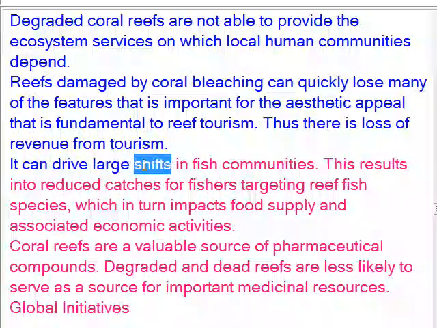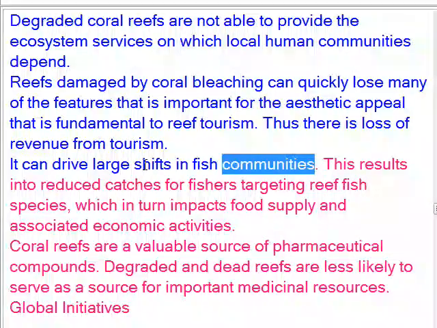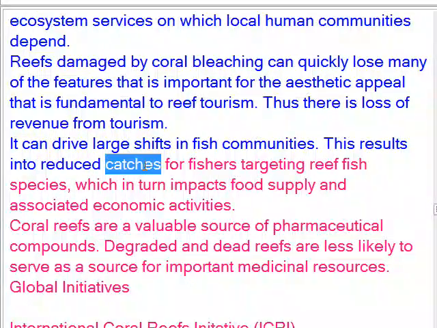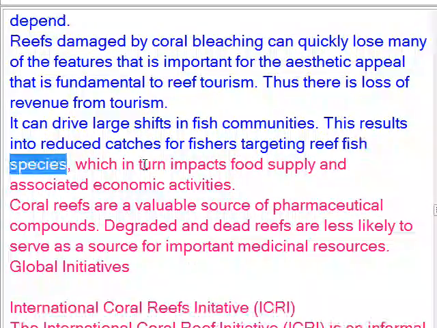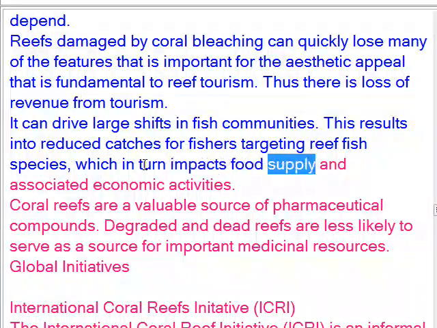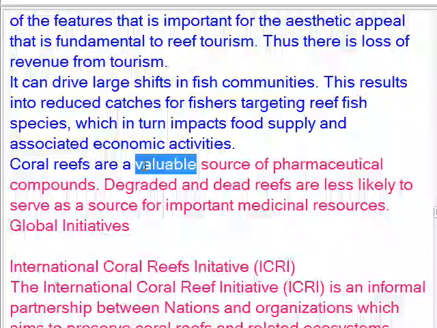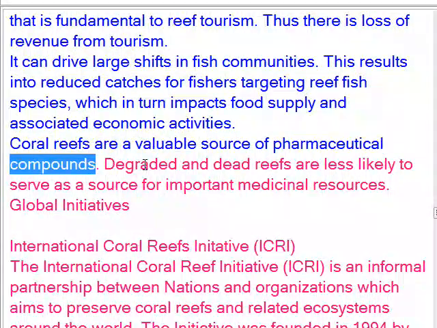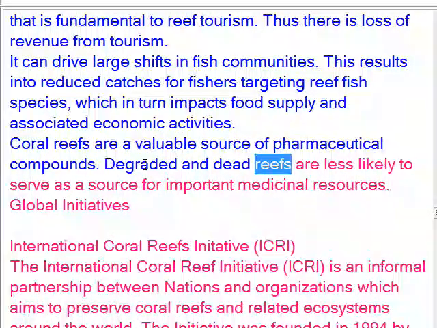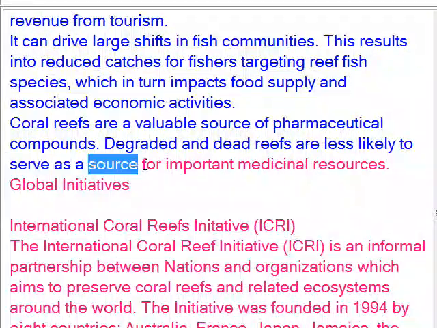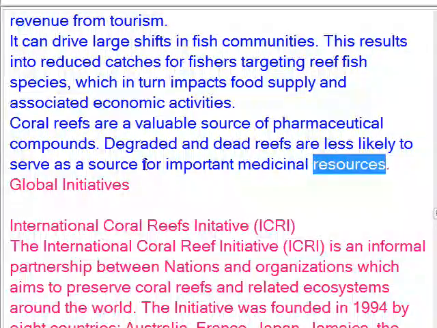It can drive large shifts in fish communities. This results in reduced catches for fishers targeting reef fish species, which in turn impacts food supply and associated economic activities. Coral reefs are a valuable source of pharmaceutical compounds. Degraded and dead reefs are less likely to serve as a source for important medicinal resources.